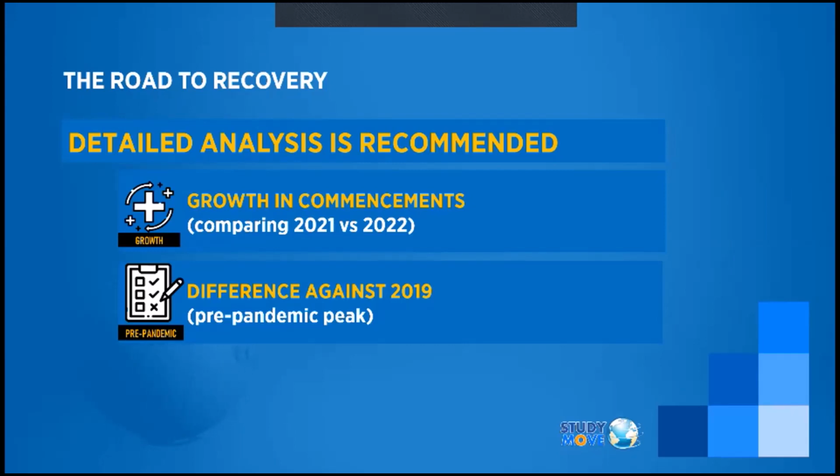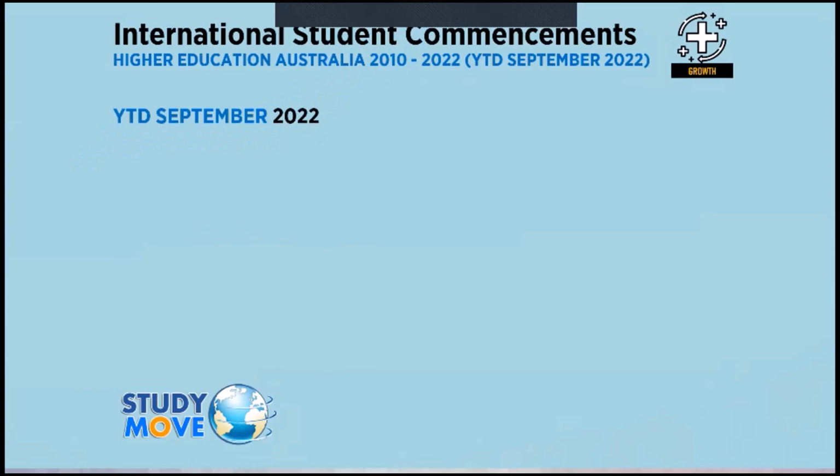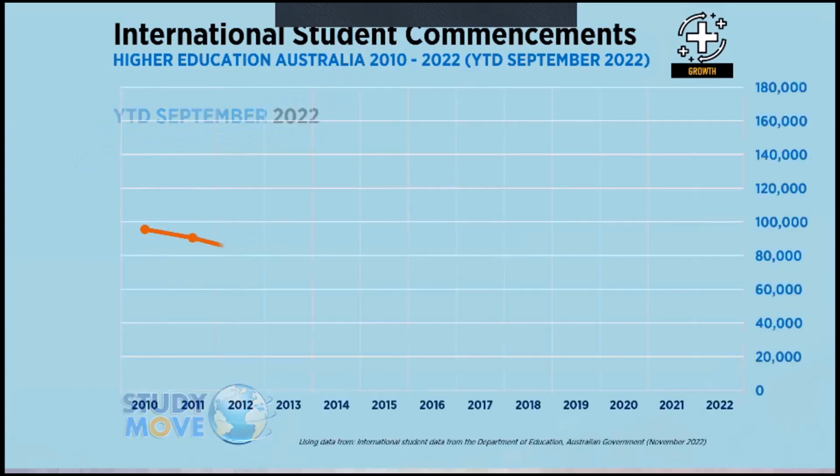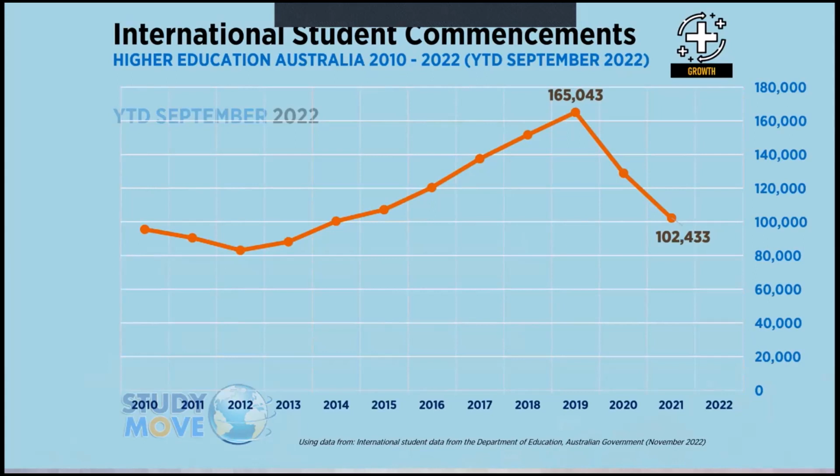Okay. Now, let me just start with the growth in commencements. And this is quite an interesting story. This is going back to December. It was all these different speculations and estimates of how the sector was going to react. Are we going to have a quick recovery or not? Well, as you can see here in the chart, this is the number of new students in higher education year-to-date September since 2010 to 2022. We have our peak of 165,000 new students in 2021.